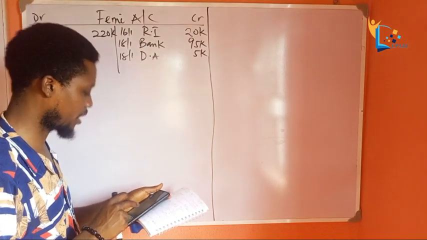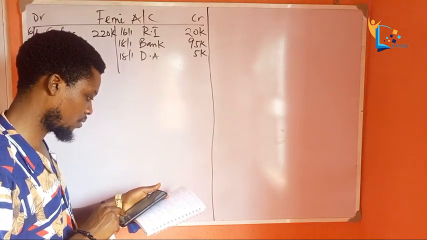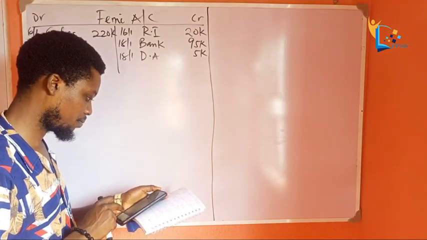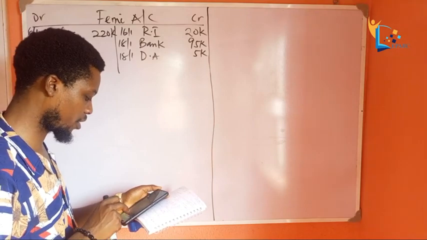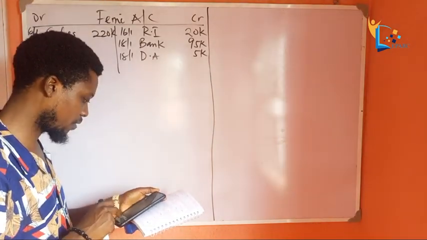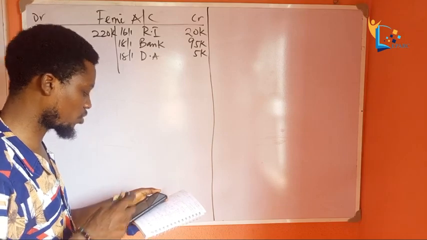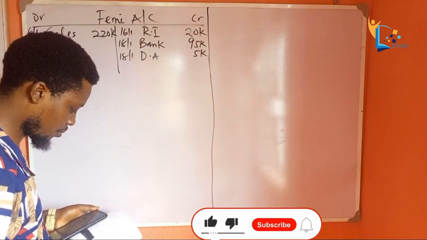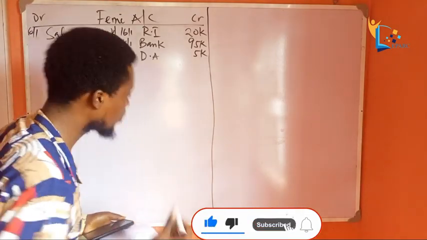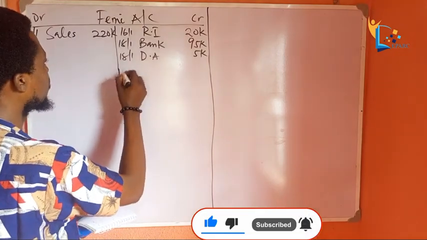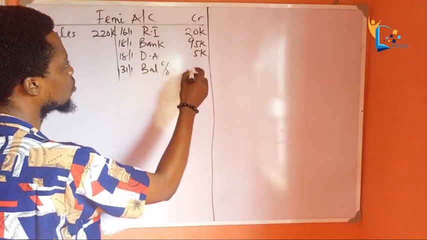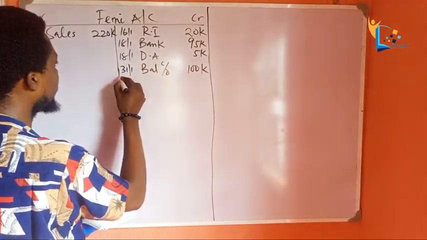20,000 plus 95,000 plus 5K. This is 120K, okay? Minus 220K, which is 100,000. So we have 31st of January, balance carried down, 100K, okay?